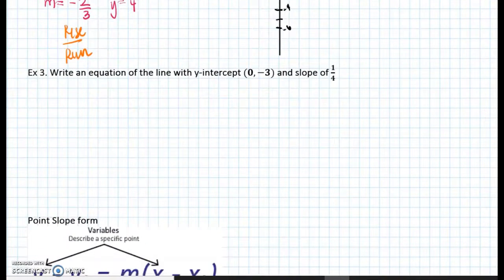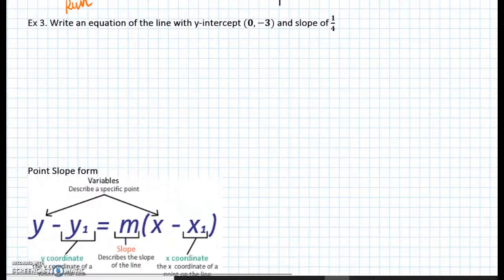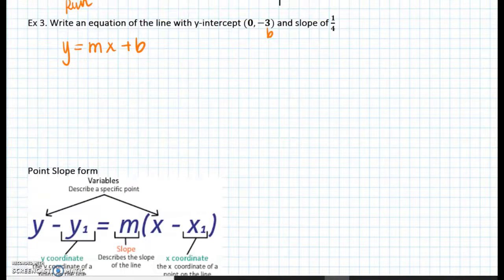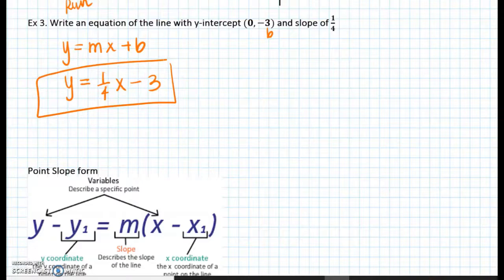All right, the next we're going to start writing equations. So write an equation of the line with the y-intercept 0, -3, so that's our b, and slope of 1/4. So we're going to write it in mx plus b, and so that's just going to be y equals 1/4 x minus 3. And that would be my equation in slope-intercept form.